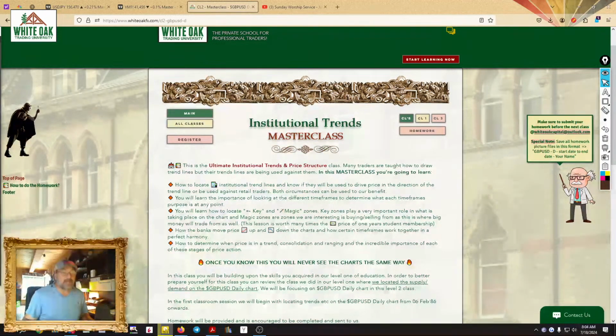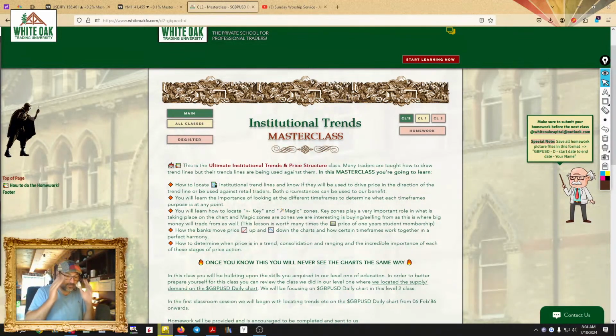And so there's a lot to it. And we're going to teach you in this class. So not only are we going to teach you about trends, institutional trends, not just the trends that you would normally locate by drawing trend lines, but institutional trends. But you're also going to learn how to locate what we call key zones and magic zones. Now, what are key zones?